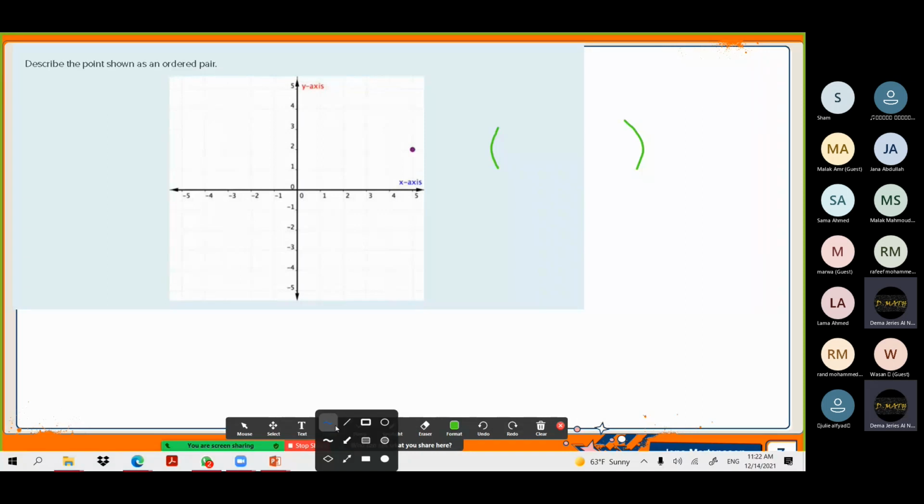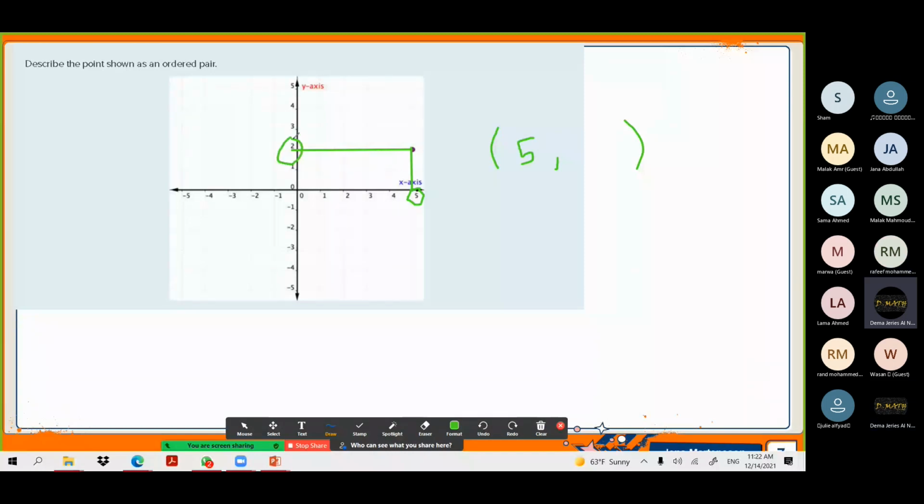First of all, this is my point. You will make a line to cut the x-axis, and you will make a line to cut the y-axis. Now, where does the line that comes from this point intersect the x-axis? At 5. And the value of y is 2, where it cuts the y-axis. So the ordered pair of this point is (5, 2).